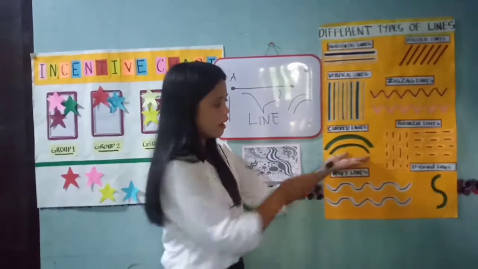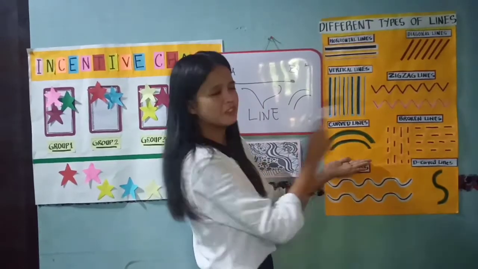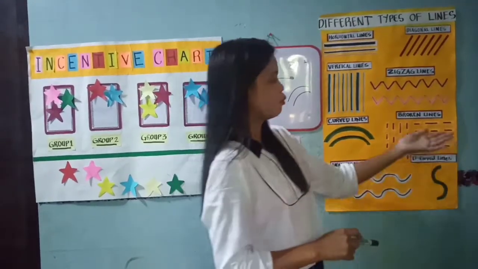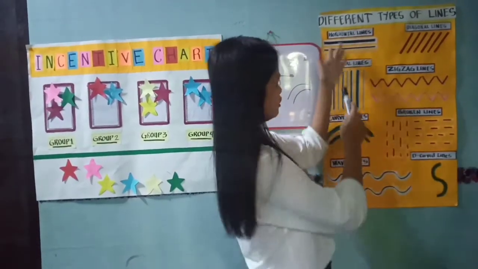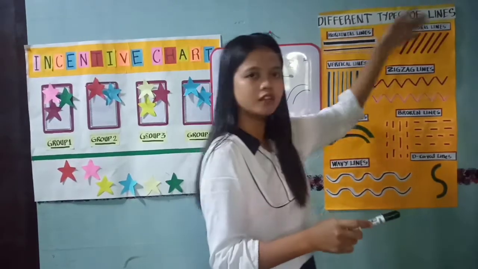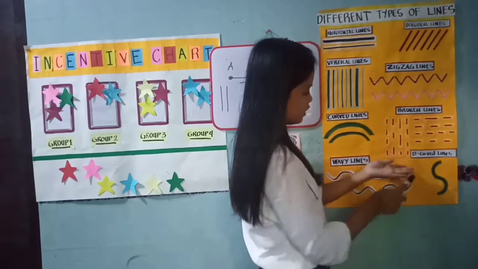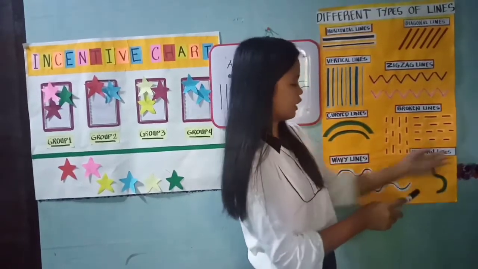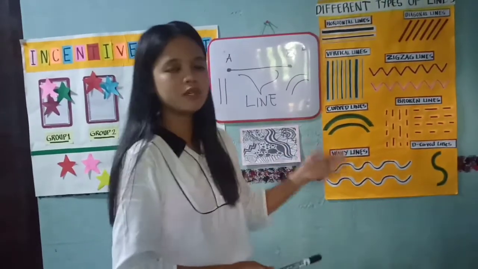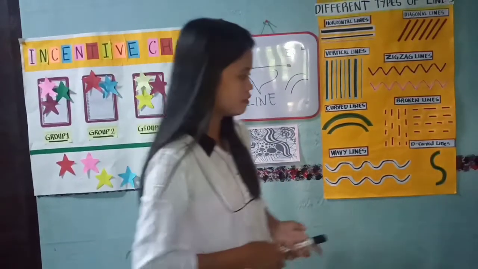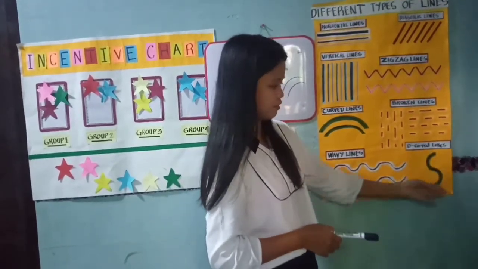Next, we have the curved lines. This is a curved line. It can also be thick or thin. Next, we have the broken lines. It can also be thick or thin, just like the horizontal, vertical, and diagonal lines, but it is broken, as you can see. This is the broken lines. Then we have the wavy lines. It can be either thick or thin. And lastly, we have the double curved lines.